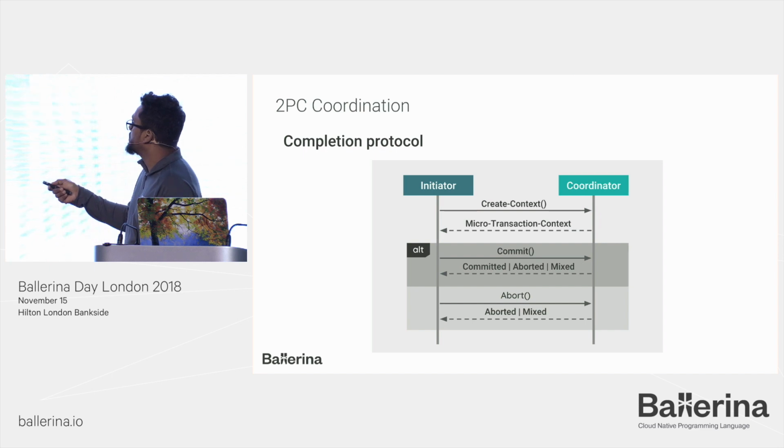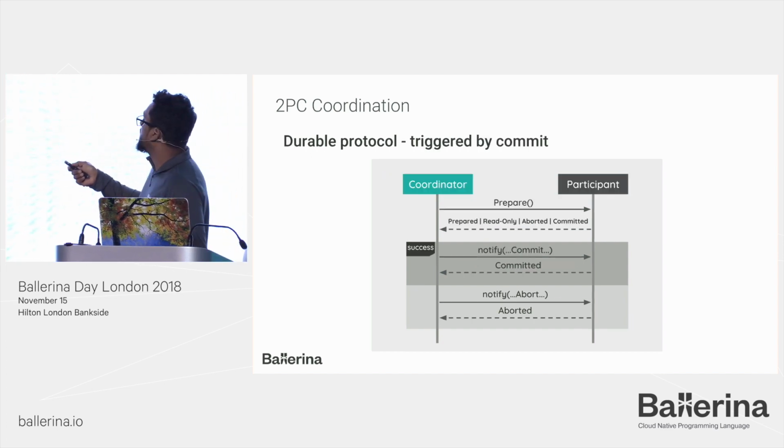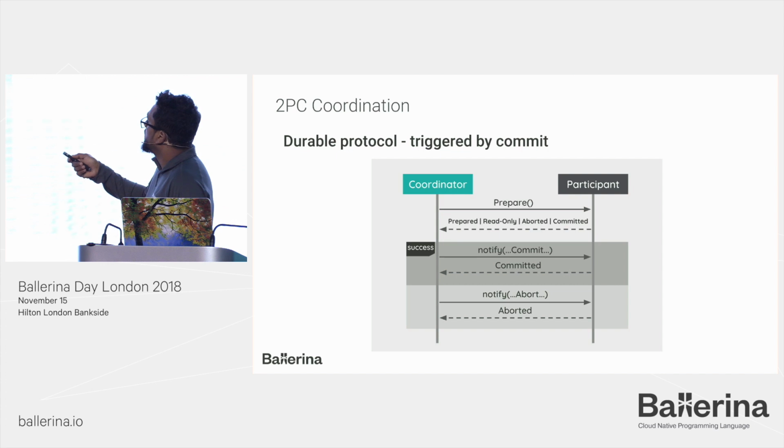And then once you are done, so this is your code, you can either commit or abort, right? At which point the coordinator will take care of running the 2-phase commit protocol. So what happens is, this is on the initiator side. When you call commit, we will call prepare. The coordinator will call prepare on each participant.